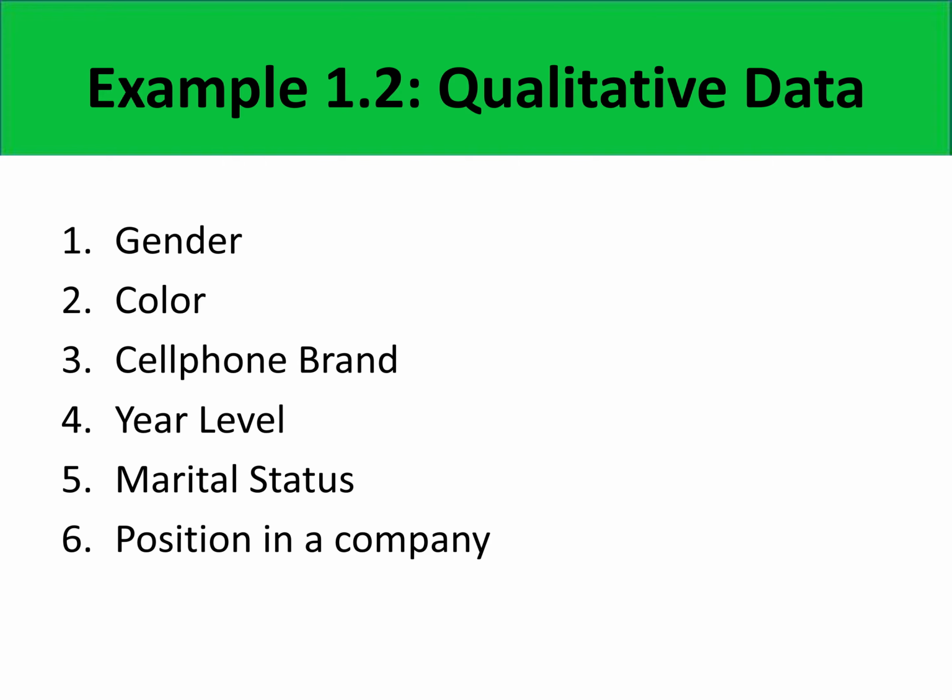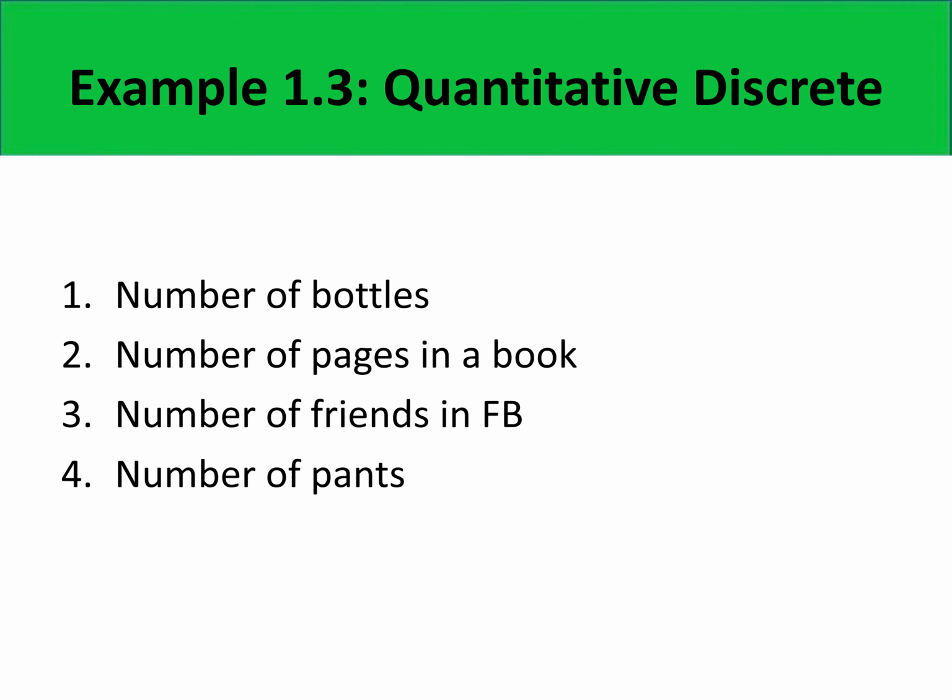Now, there may be some categorical variables which are numerical in form but are considered categorical data. So these are ID numbers, cell phone numbers, telephone numbers, SSS numbers, tax identification numbers. So these are numerical in form, but these numbers are used only as categories.